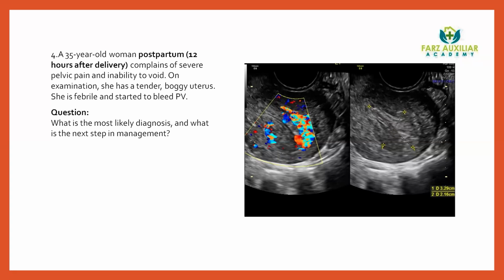A 35-year-old woman postpartum, 12 hours after delivery, complains of severe pelvic pain and inability to void. On examination, she has a tender, boggy uterus. She is febrile and started to bleed per vagina. What's the most likely diagnosis, and what is the next step in the management? By ultrasonography, it seems that she has bled. That's called postpartum hemorrhage. The uterus seems to be full of blood.